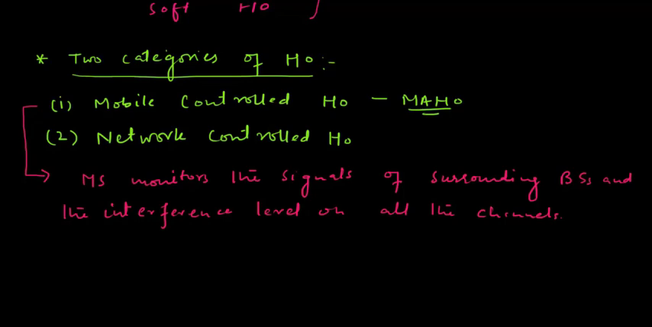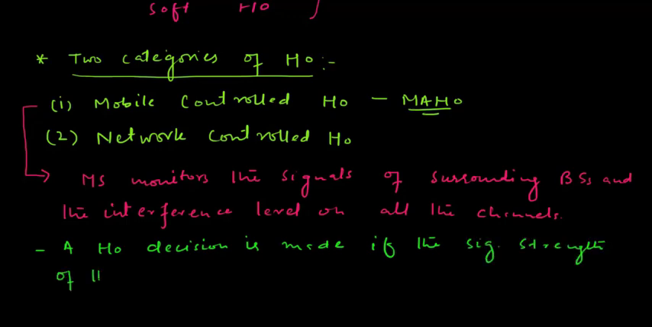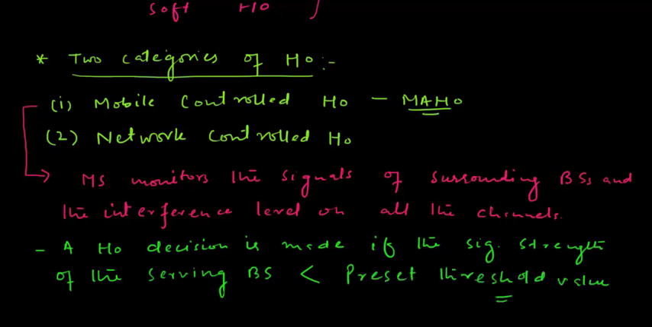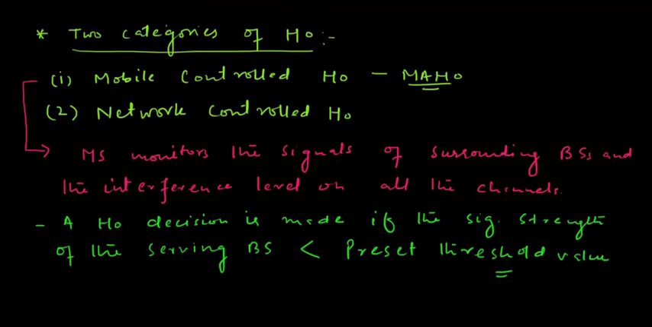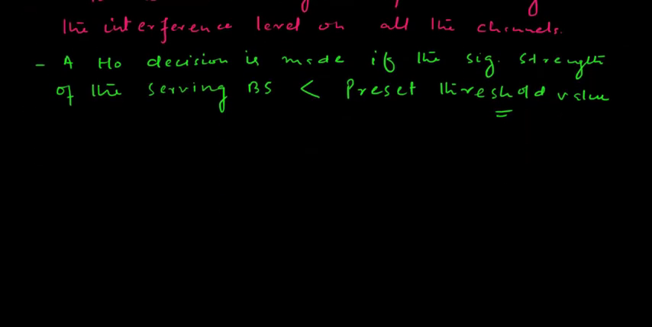So a handoff decision is made if the signal strength of the serving base station goes down below some preset threshold value, and then you need to initiate the handoff. Also in this case, the MS, that is your mobile station, requests the target base station to allocate a channel with lowest interference and better signal strength.